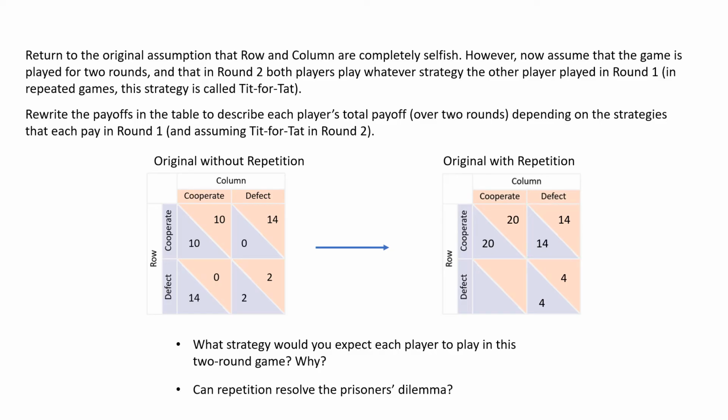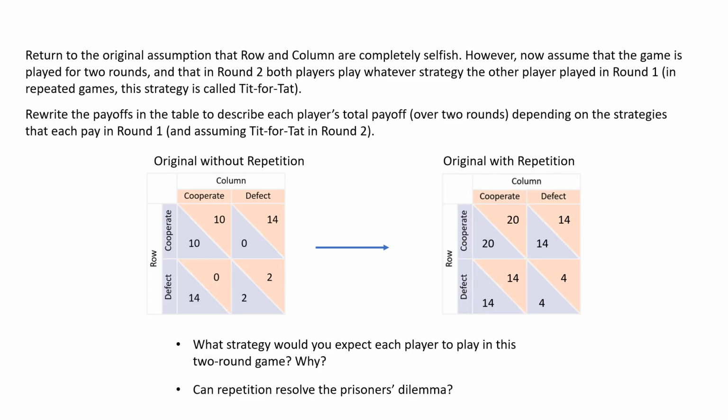Lastly, assume that in the first round, the row player plays cooperate and the column player plays defect. So in the second round, the row player plays defect and the column player plays cooperate. Again, you just add 0 plus 14 for the row player to receive a payoff of 14, and 14 plus 0 for the column player to receive a payoff of 14.